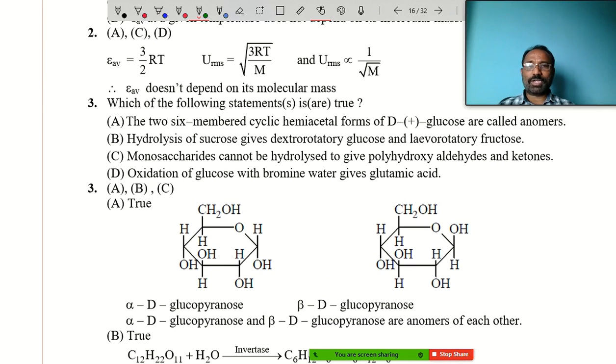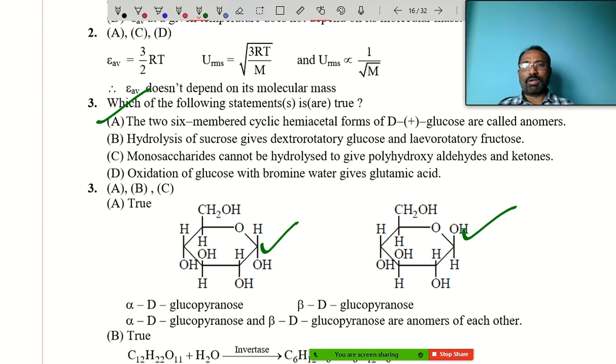Which of the following statements is or are true? The two six-membered cyclic hemiacetals forms of alpha-D-glucose are called anomers. That is the right statement. Just observe this one. Here the OH group is in the downward position. Here the OH group is in the upward position at the first asymmetric carbon. These molecules are called anomers. Therefore, statement A is the right statement.